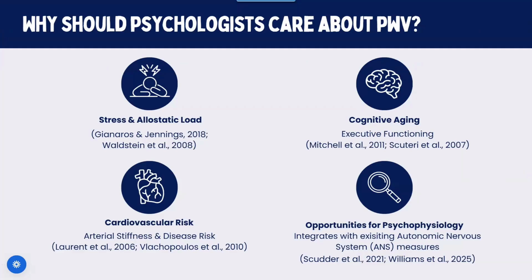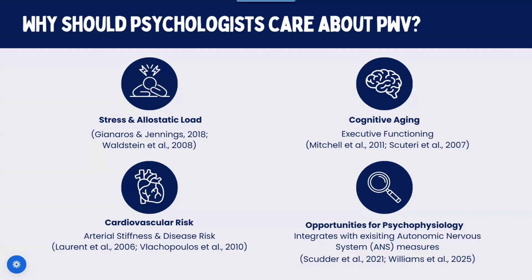One of the areas where pulse wave velocity has generated a lot of interest is in stress research. We know that chronic psychological stress doesn't just influence the autonomic nervous system, it also affects the vasculature over time. As repeated stress exposure accumulates, we begin to see changes in arterial stiffness that can ultimately be reflected in pulse wave velocity. This makes pulse wave velocity an interesting complement to our more traditional autonomic measures because it captures another component of how the cardiovascular system adapts to chronic stress.